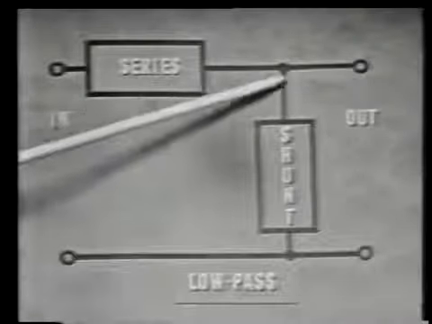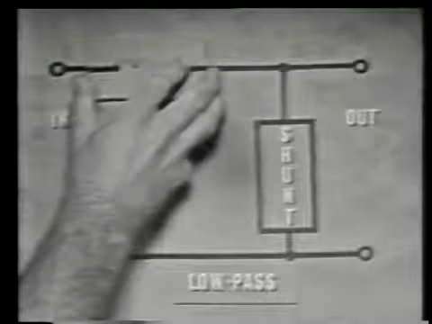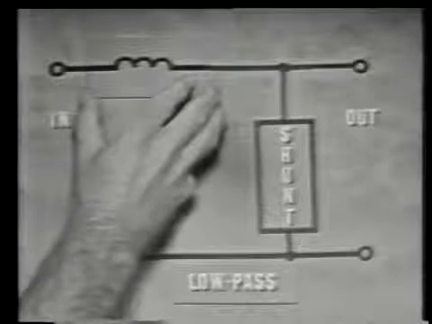The first filter action we will demonstrate is the passing of low frequencies and the rejecting of high frequencies. In other words, we'll have a low-pass filter. Now, from what we've previously established, in order for our circuit to pass low frequencies, the series opposition must be low at the low frequencies. The inductor, then, must be our choice for the series component, because at low frequencies, its opposition is low.